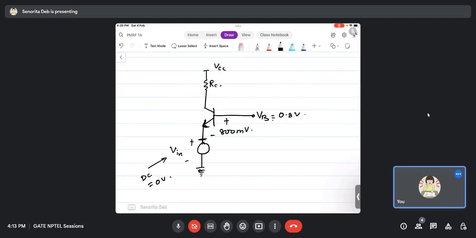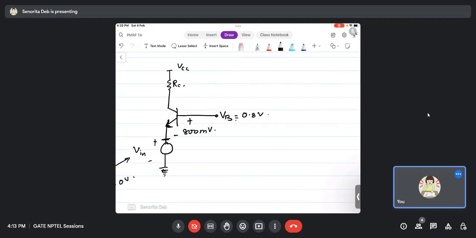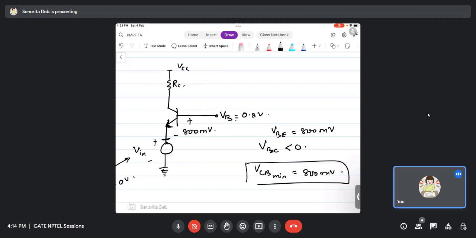Now we know that for this circuit to be biased properly, VBE has to be 800 millivolts and VBC has to be less than 0, right? So if VBC has to be less than 0, that means the VCB minimum value is 800 millivolt. So here I am putting VCE minimum is 800 millivolts. So this is 800 millivolts.